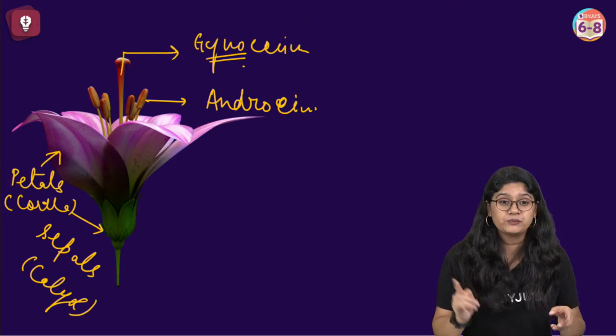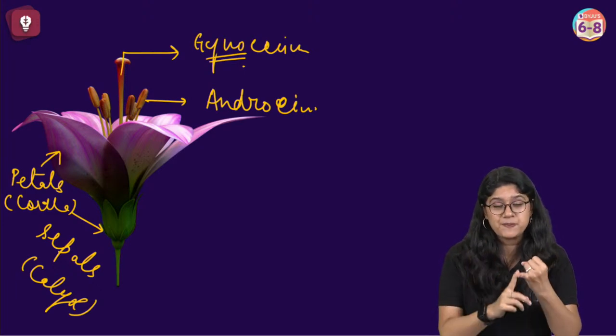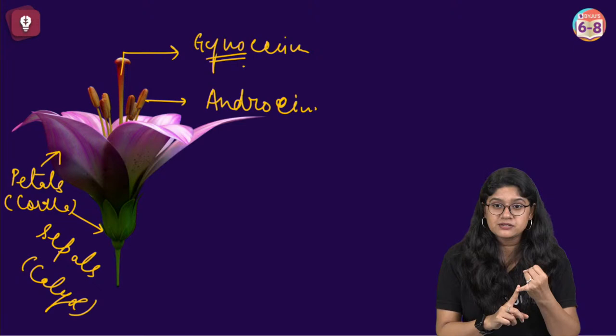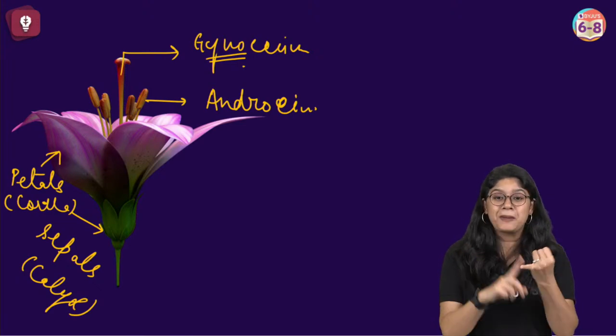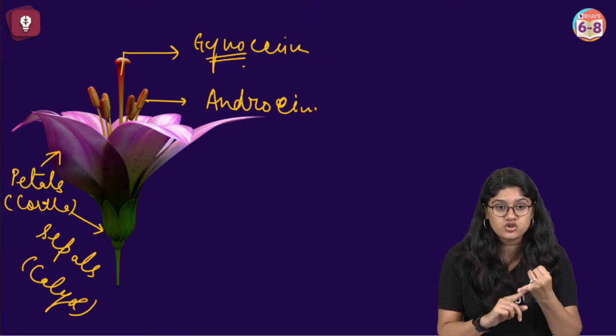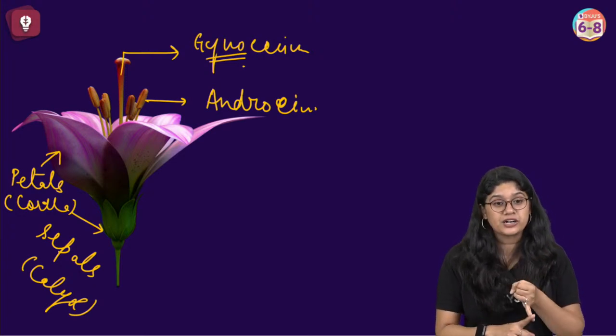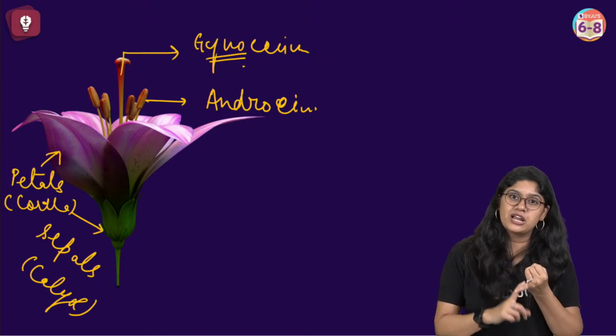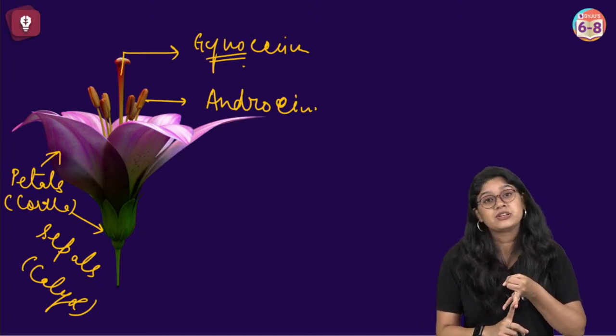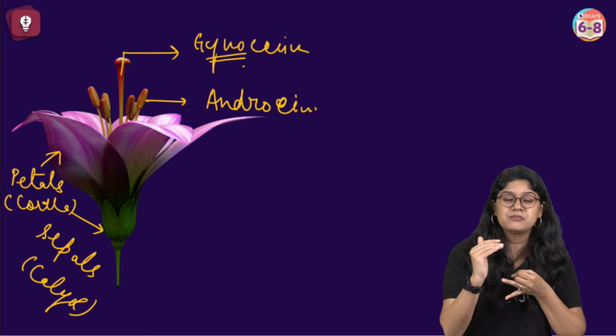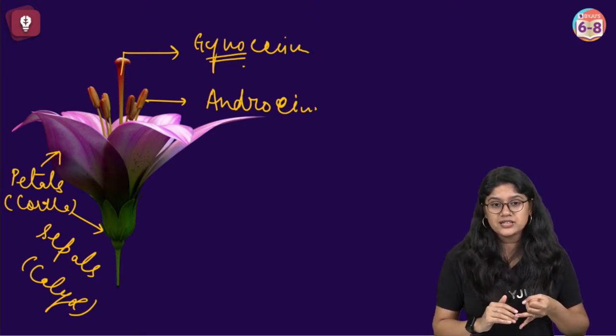Rekha, especially for you. Four important whorls. We have sepals, we have petals, right? We have androecium and we have gynoecium, right? Androecium is the male reproductive part, which has anther and filament. Gynoecium is the female reproductive part, which includes stigma, style and ovary, right?